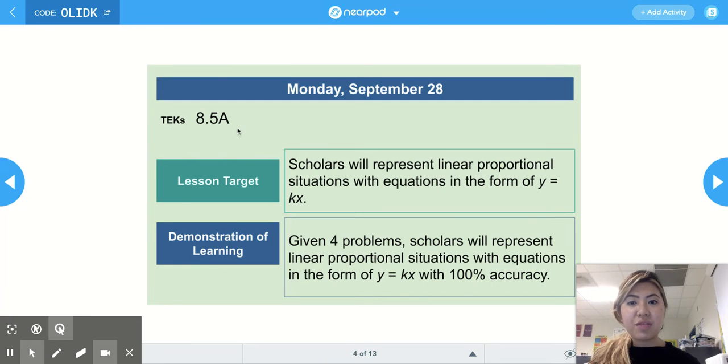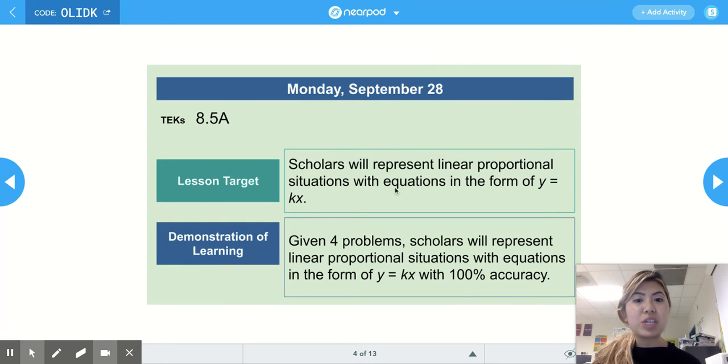Today's TEK is 8.5a. Our lesson target is that scholars will represent linear proportional situations with equations in the form of y is equal to k times x. And our DOL is given 4 problems. Scholars will represent linear proportional situations with equations with 100% accuracy.